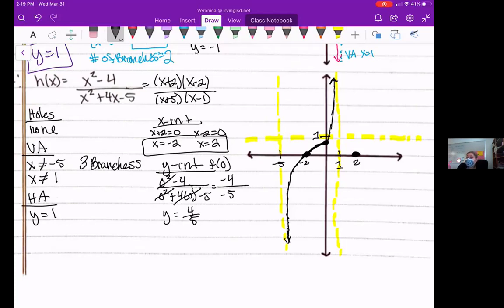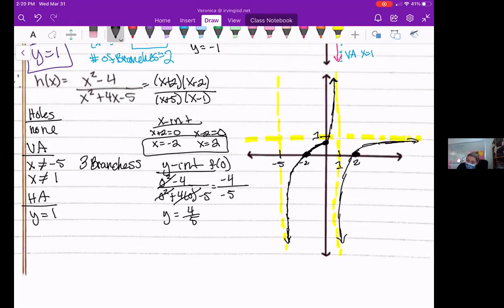And if you wanted to be more sure of that and ask, well, miss, how do you know it's not going anywhere else? Then just plot another point, right? If you put, let's say, 0.5 in the function, 0.5 squared minus 4 divided by 0.5 squared plus 4 times 0.5 minus 5, you would get a y value and you could graph it. I'm not going to do that right now because this is what it's going to look like, okay?